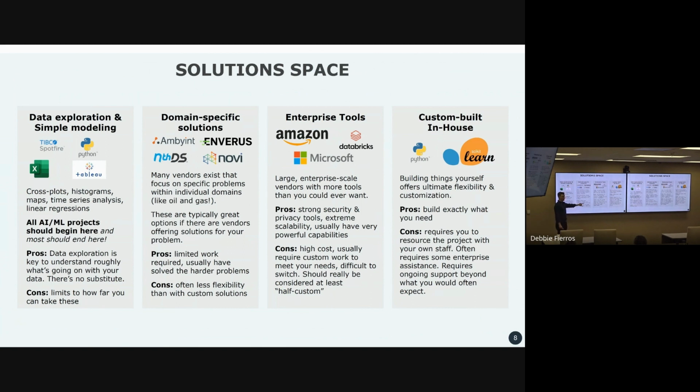The cons are oftentimes you have less flexibility than if you're building things custom or working with one of the other partners. Third bucket here, enterprise tools. These would be working with companies like Amazon, Microsoft, Databricks, and these are large scale, enterprise ready. Everything you could want under the sun, these companies offer somewhere in their vast labyrinthine bowels. They've got something to work on it. The cons for this are that it's usually high cost, requires a lot of custom work to meet your needs, and might take a little time to get up to speed.